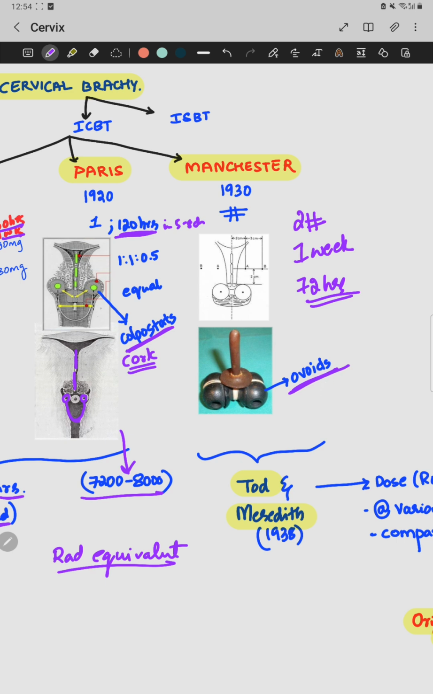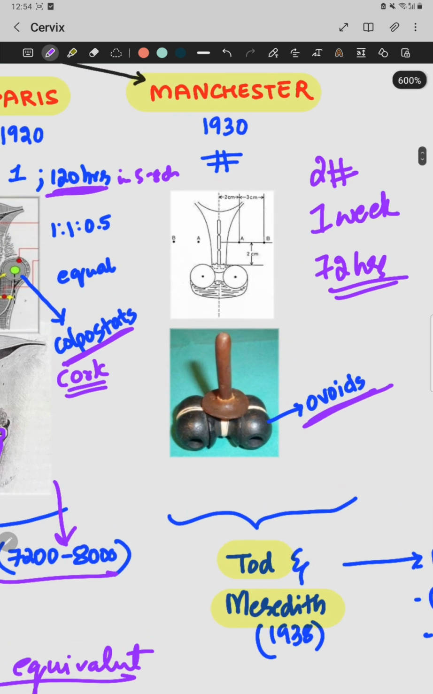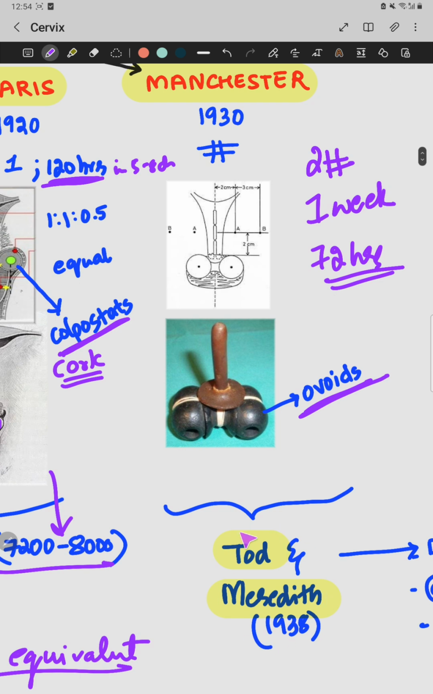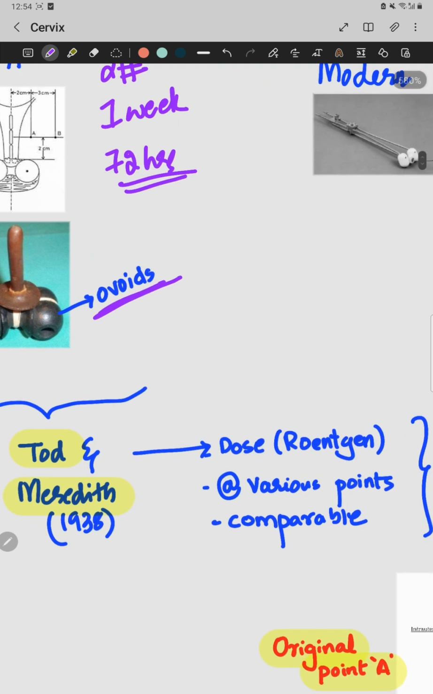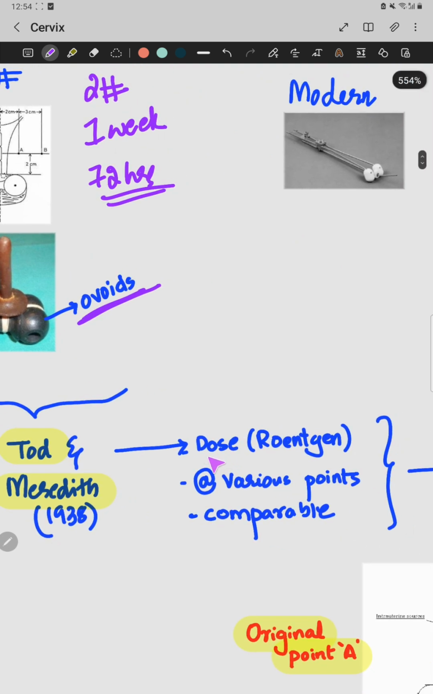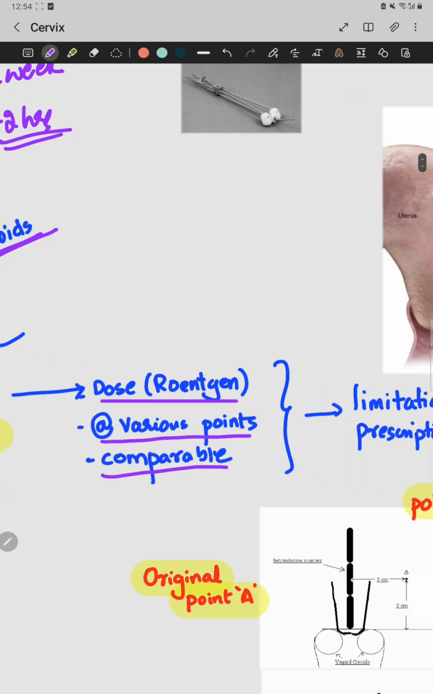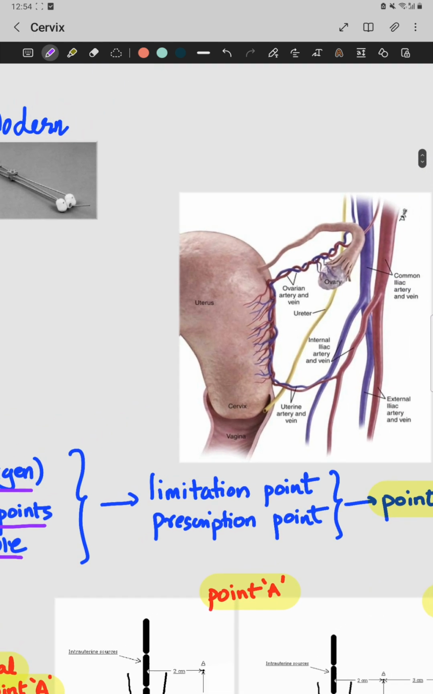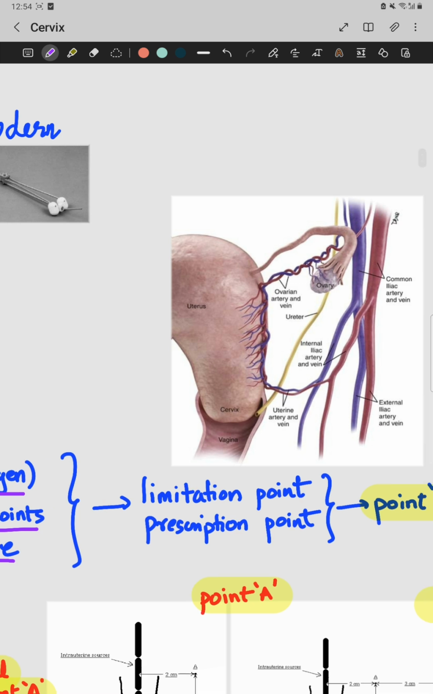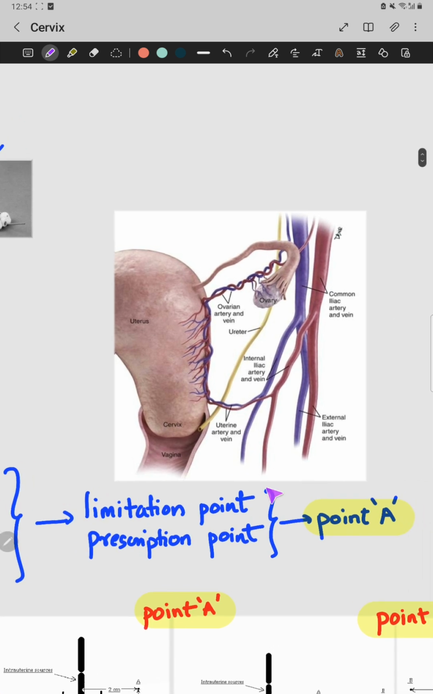This is the ovoids. Now Todd and Meredith in 1938 used to follow the point based system, and the dose was calculated in Röntgen at various points, so that they can compare patient to patient basis how much dose is going at that point. But how do they calculate that? The limiting point can be vagina or the rectum or the bladder. So the limiting point was point A.